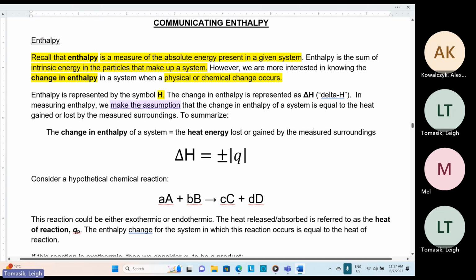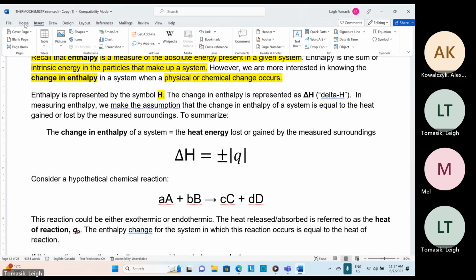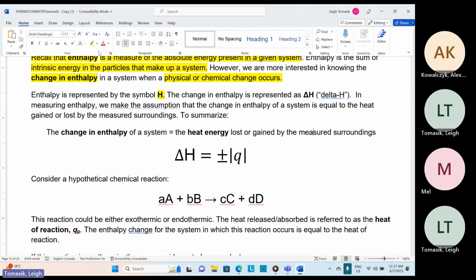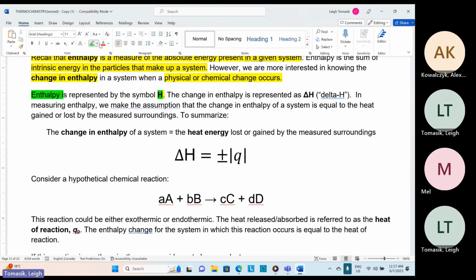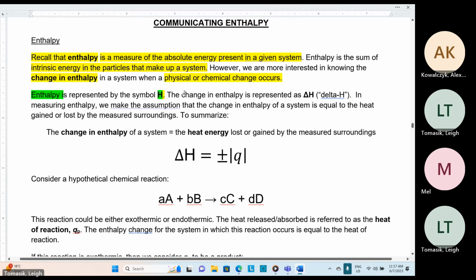In measuring enthalpy, we make an assumption. So regular old enthalpy, H. The change in enthalpy, delta H. Let's make a distinction there. Enthalpy is just H. The change in enthalpy is delta H. All right.